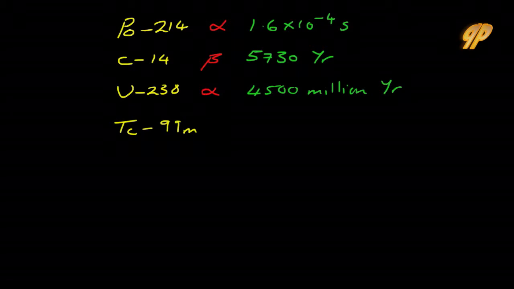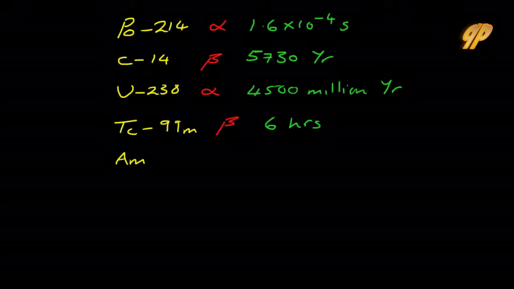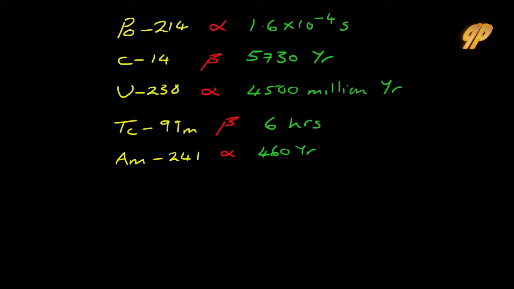Technetium-99m, which means it's a metastable substance, will decay via a beta decay, and this has a half-life of 6 hours. And finally, americium, which we'll discuss for smoke alarms. Americium-241 decays via an alpha decay, and this takes 460 years for the amount of americium that you have to decay by half.